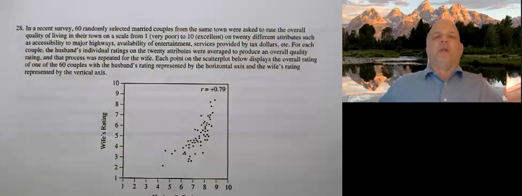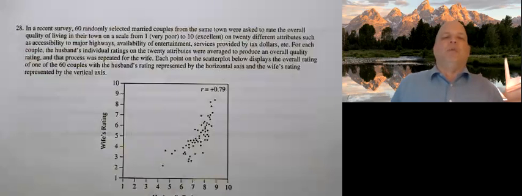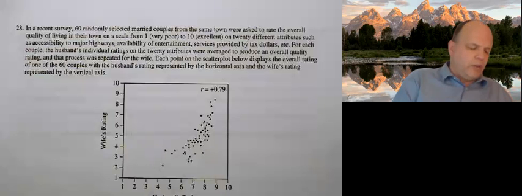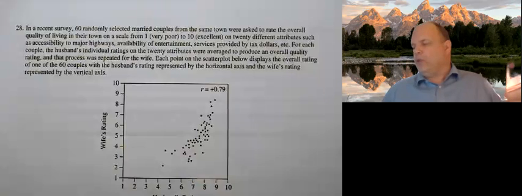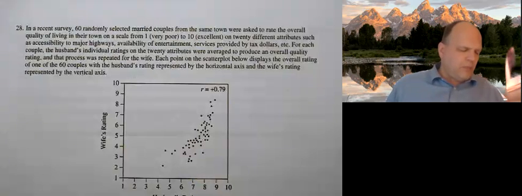Each point on the scatter plot below displays the overall average of one of the 60 couples, with the husband's rating represented by the horizontal axis and the wife's rating on the vertical axis. So basically, here it looks like the husband rated it at about a 4.5 and the wife rated it as a 2.2. So the husband liked it a little bit more than the wife.